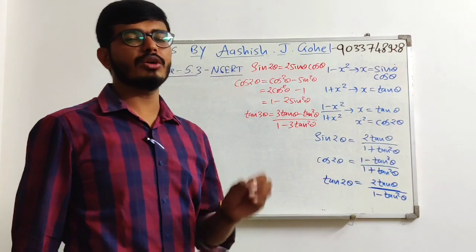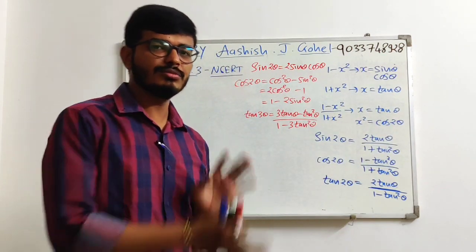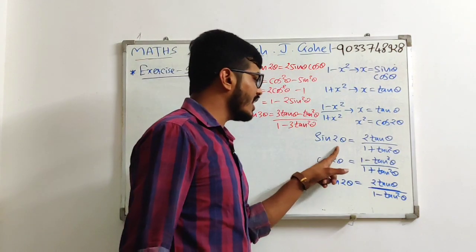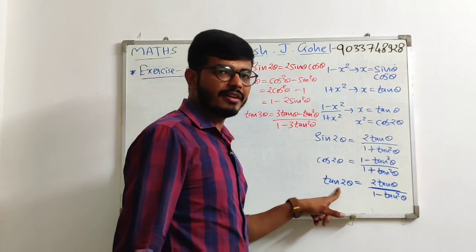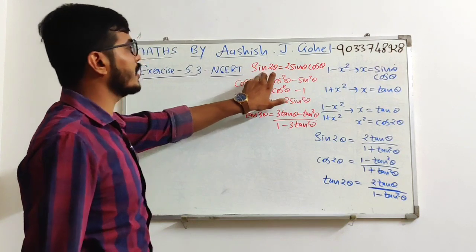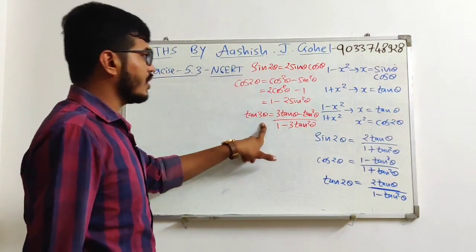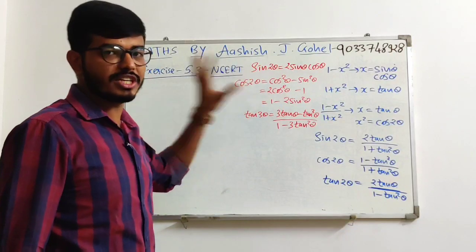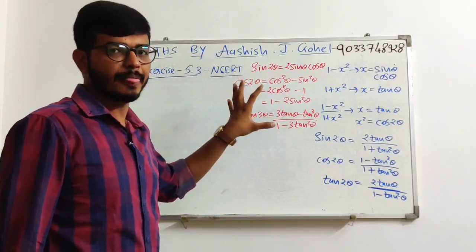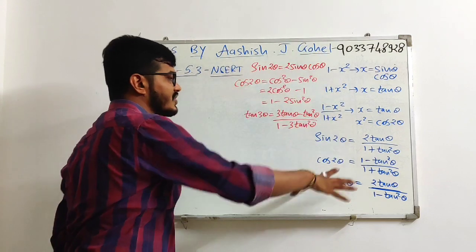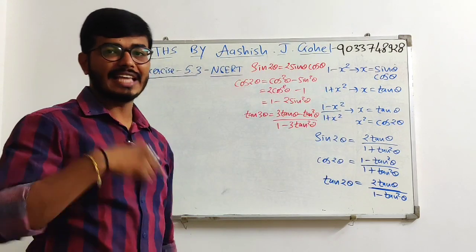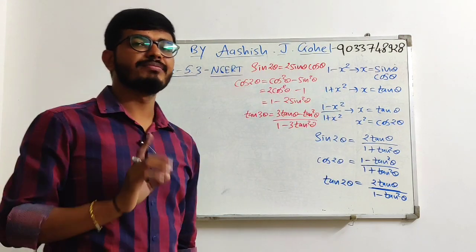Now, basic trigonometric functions have some formulas: sin 2 theta, cos 2 theta, tan 2 theta. Then here also are other formulas of sin, cos and tan 3 theta. So these things you need to keep in mind. You must remember these things to understand the second part of this exercise 5.3.